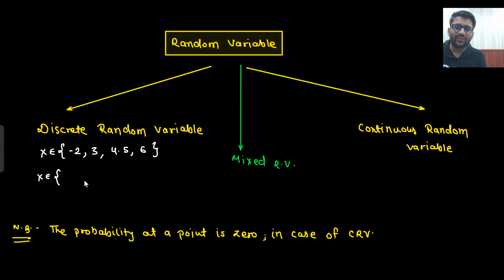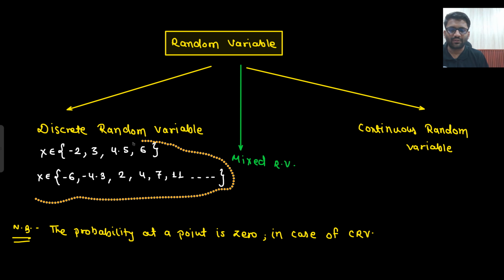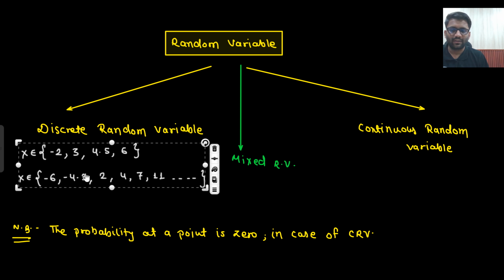What do you mean by infinite number of values? That it is taking discrete values only. -6, -4.3, 2, 4, 7, 11, and it will keep on taking these values till infinity. 13, 15, 19, 21, 37, 42, 1001, 1 lakh 1, 1 crore 1. It will take these values, but discrete values it is taking, and it will keep on taking these values. So this is also a discrete random variable. DRV, in short form, what we will write down? DRV.